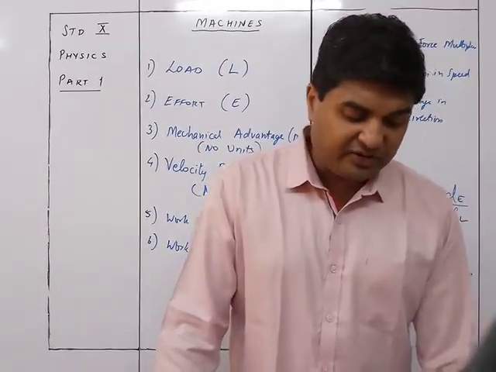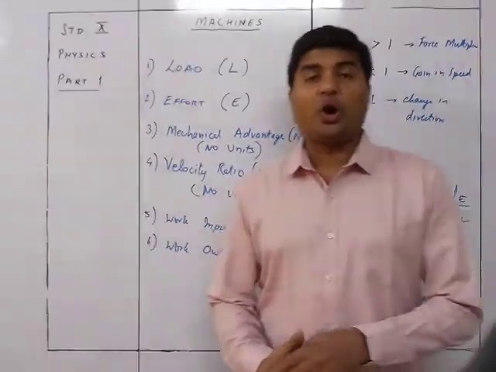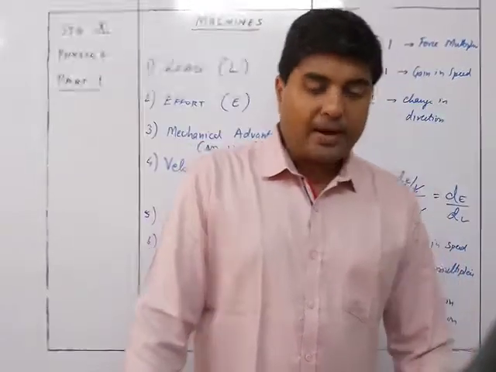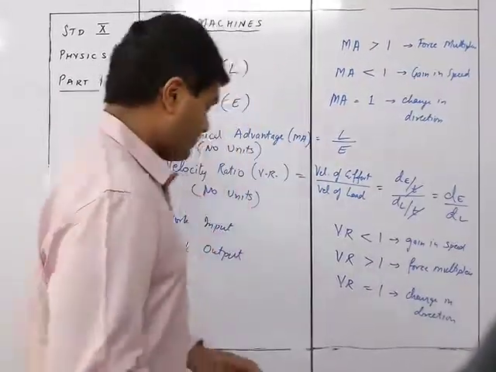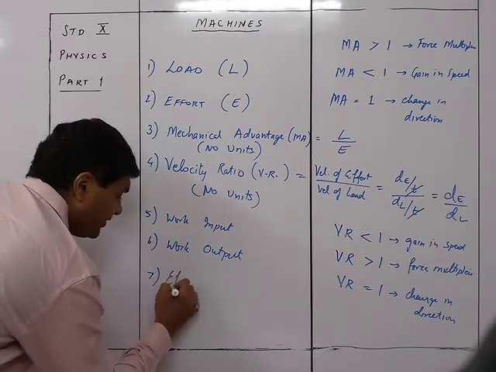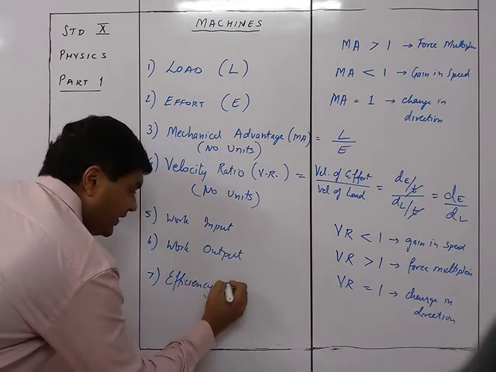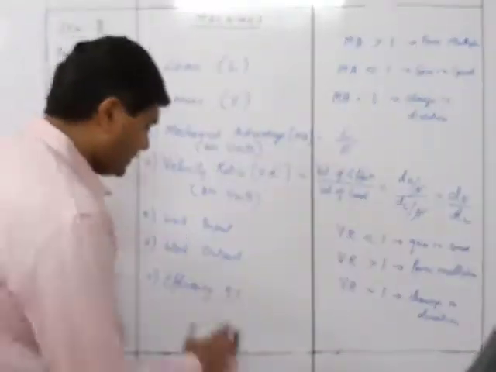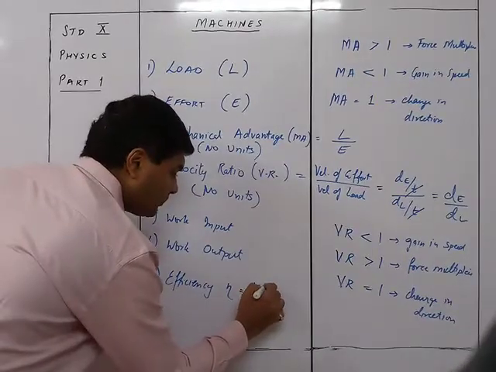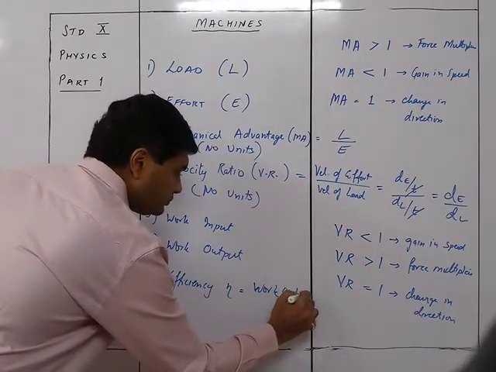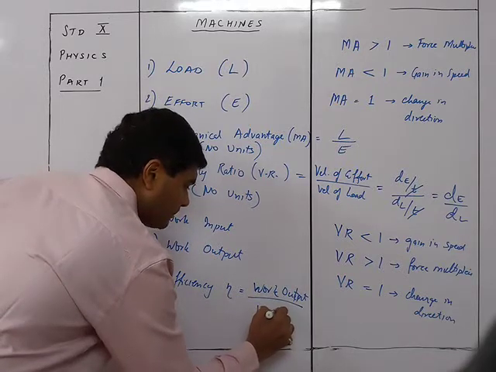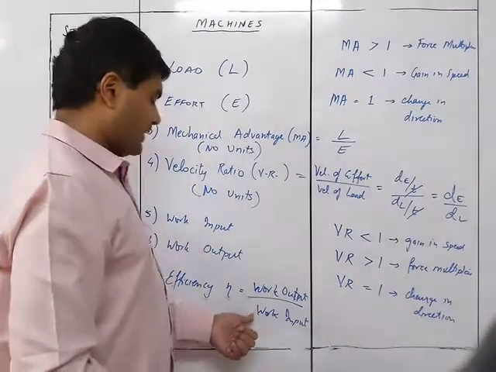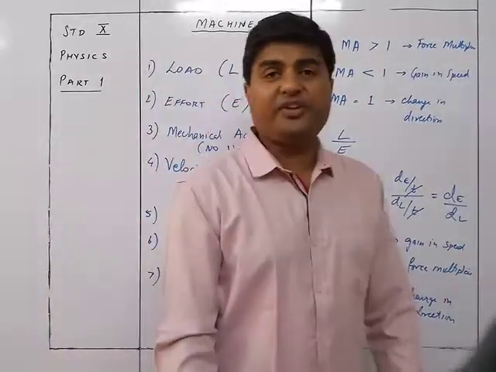And hence we have the efficiency. Efficiency of the machine is the ratio of work done on the load by the machine to the work done on the machine by the effort. So we have over here the seventh one as efficiency. Efficiency is given by the letter eta. It is normally in percentage. So efficiency is equal to work output upon work input.